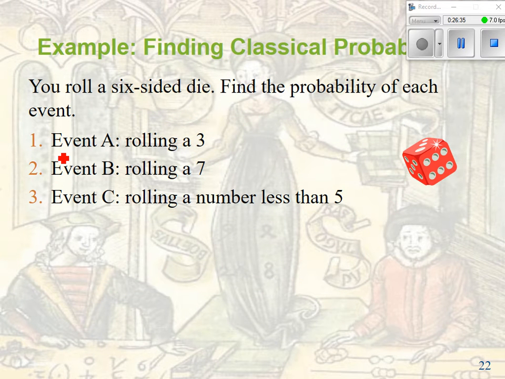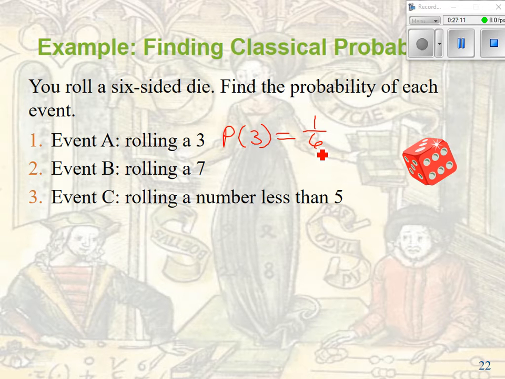Finding classical probability: you roll a six-sided die, find the probability of each event. Event A, so we want to find the probability of rolling a 3. 1 out of 6. Some of these are pretty easy. We could change that to a decimal, we could change it to a percent. For something like this, 1 out of 6, I think that's the best form because now Sydney knows that if she rolls the dice 6 times, she can expect to get how many 3s? 1 out of those 6 rolls.